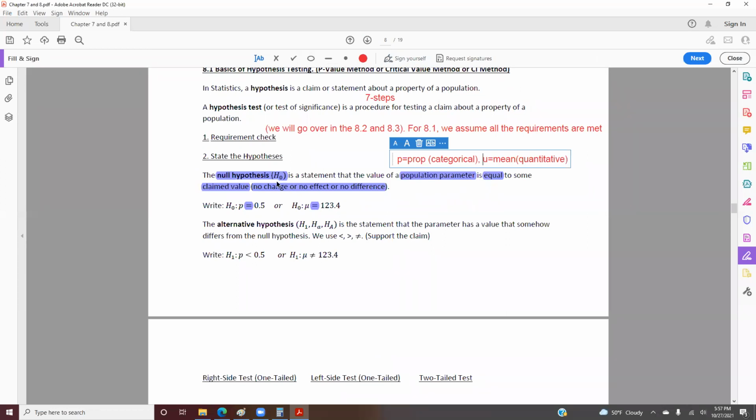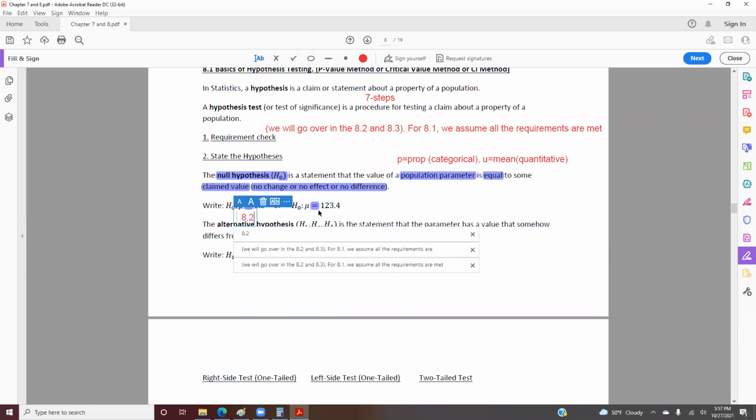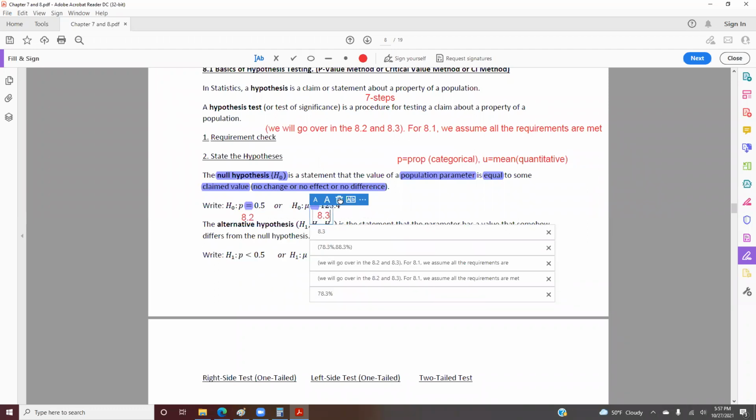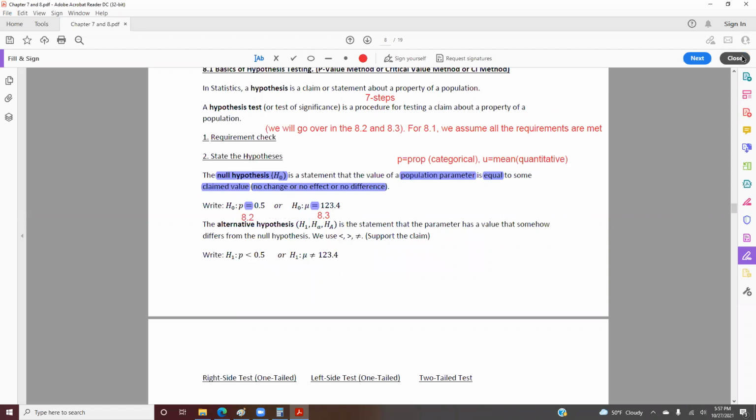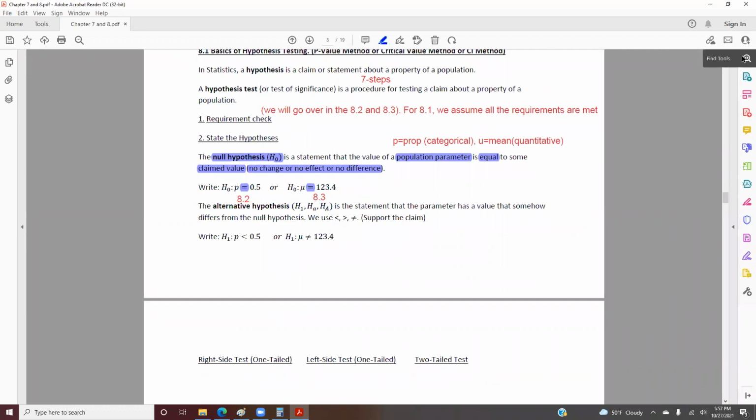When you write the null hypothesis, the symbol can be P or mu, depending on what type of parameter we're talking about. If it is talking about population proportion, we use P. If it's population mean, we use mu. Mostly 8.2 uses P because it's all about proportion, and 8.3 is where we talk about mean, so we will use the symbol mu there. The null hypothesis always has the equal sign.